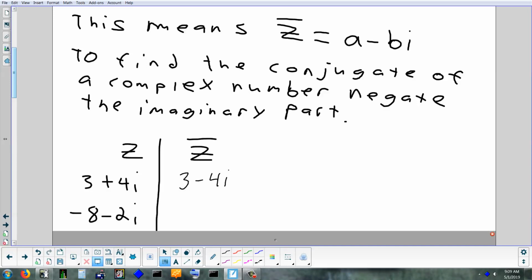Finding the conjugate is pretty simple. And on the test, I'm not going to ask you to find the conjugate of something. You're going to have to do that when you do division. That's where it's going to come up. How about this one? -8 minus 2i. What's the conjugate? -8 plus 2i. Yep. All right.